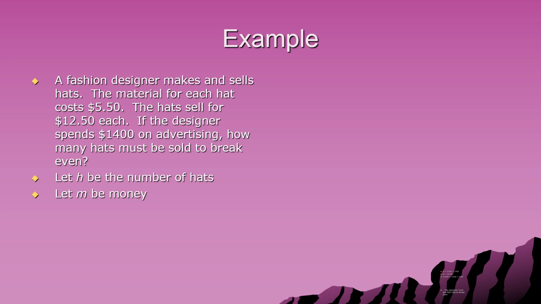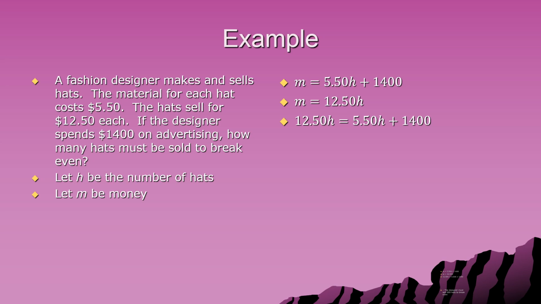The two equations that I'm going to create are as follows. The money is equal to $5.50 per hat plus the $1,400 that she spends on advertising. She sells the hats for $12.50 each. I then can do substitution because I have M's that are equal to each other. So since I have the M's solved for already, I can do substitution.